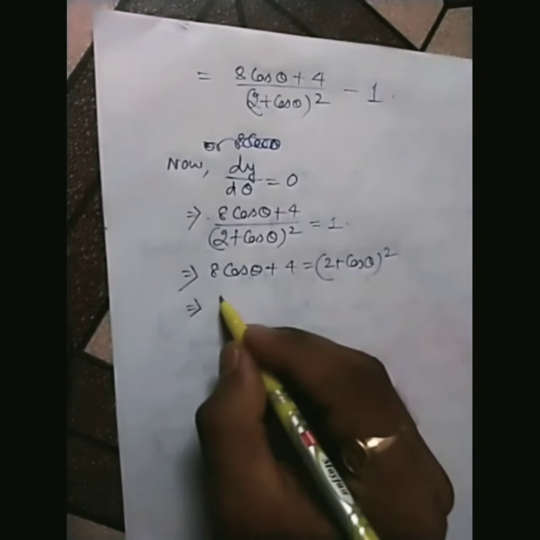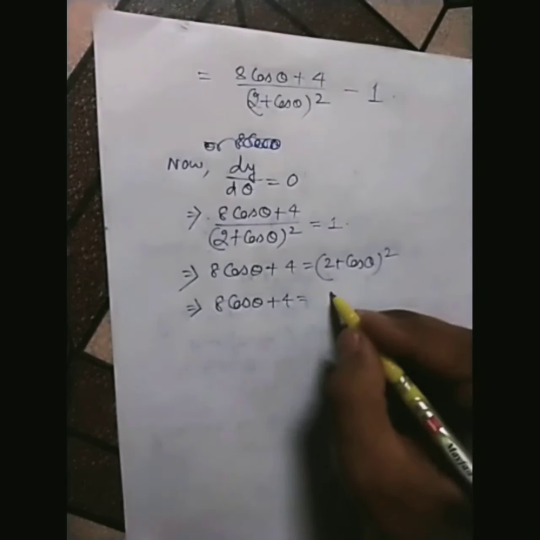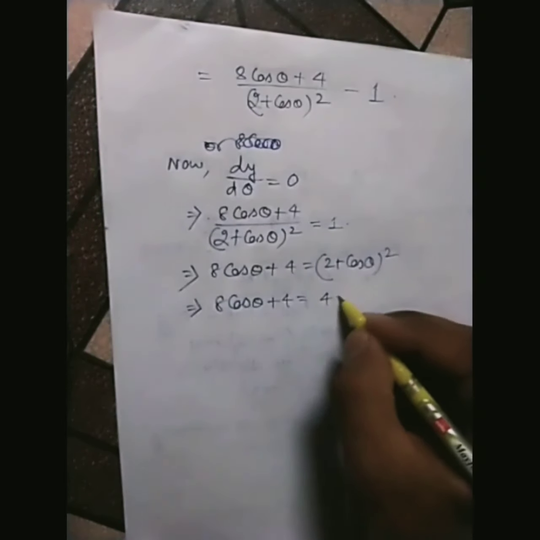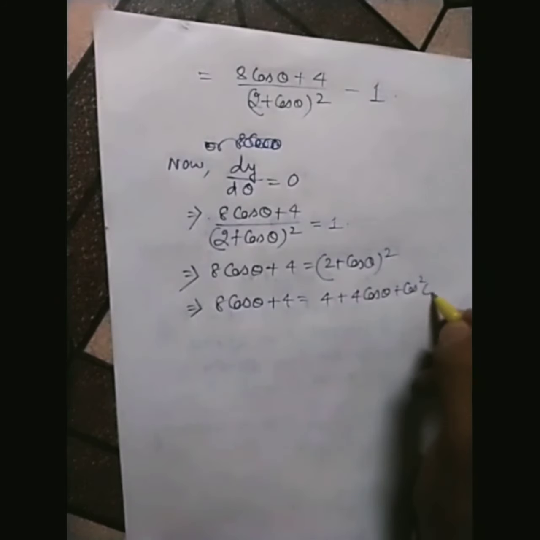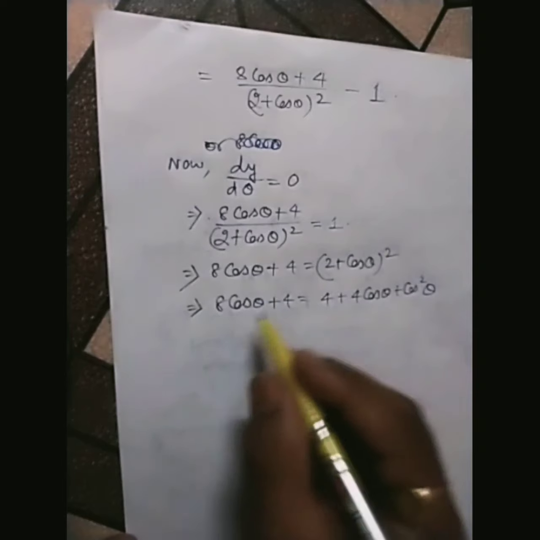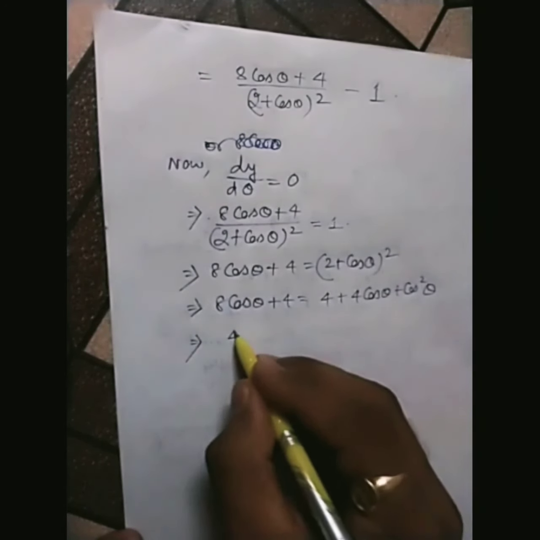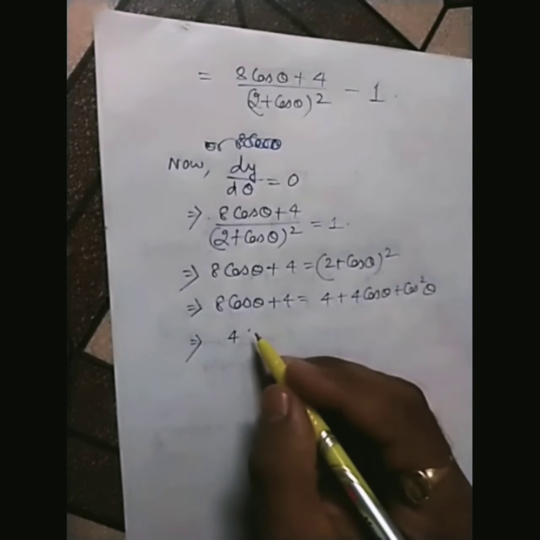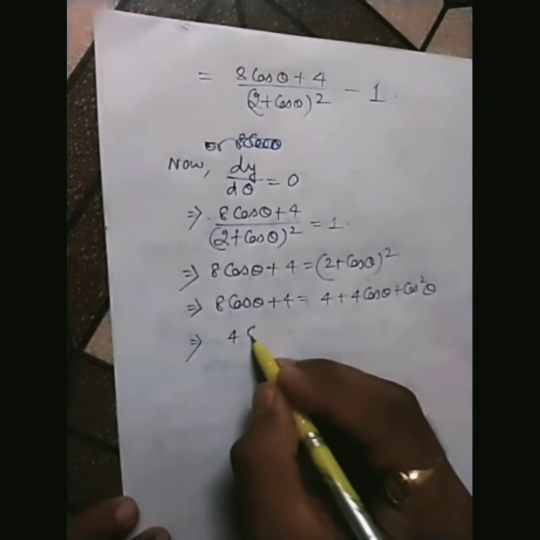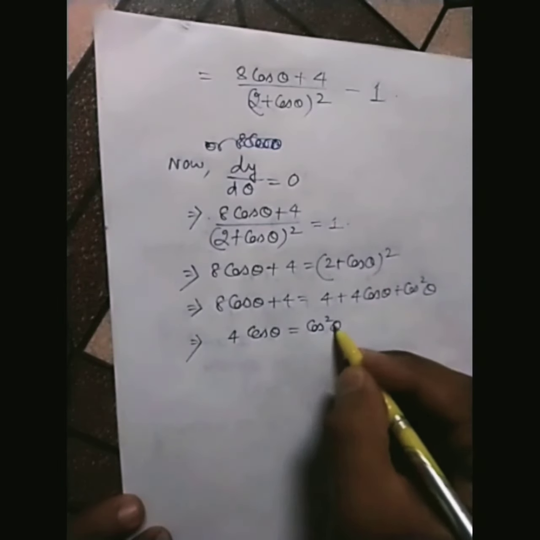So what you will get, 8 cos theta plus 4 is equal to, simplifying this with (a plus b) whole square, 4 plus 2 times 2 times cos theta plus cos square theta. Okay, so what you will get, this 4 you can cancel it. 8 cos theta minus 4 cos theta is equal to 4 cos theta. So 4 cos theta is equal to cos square theta.